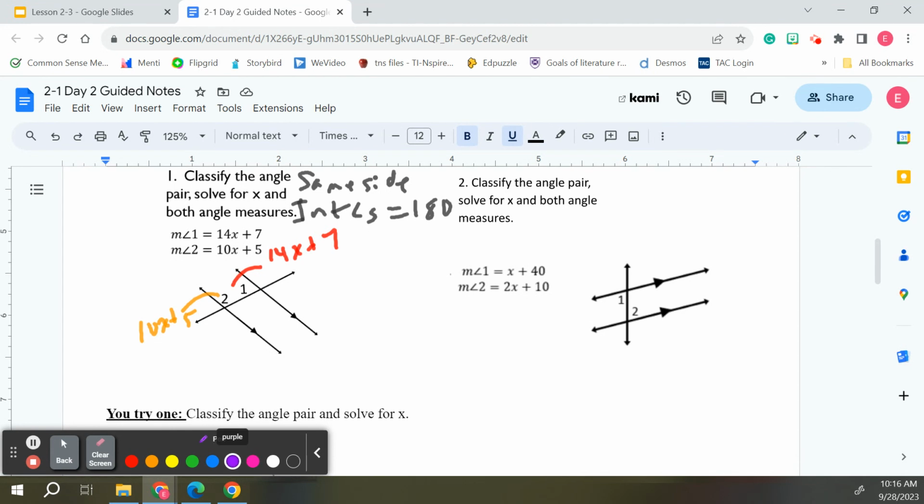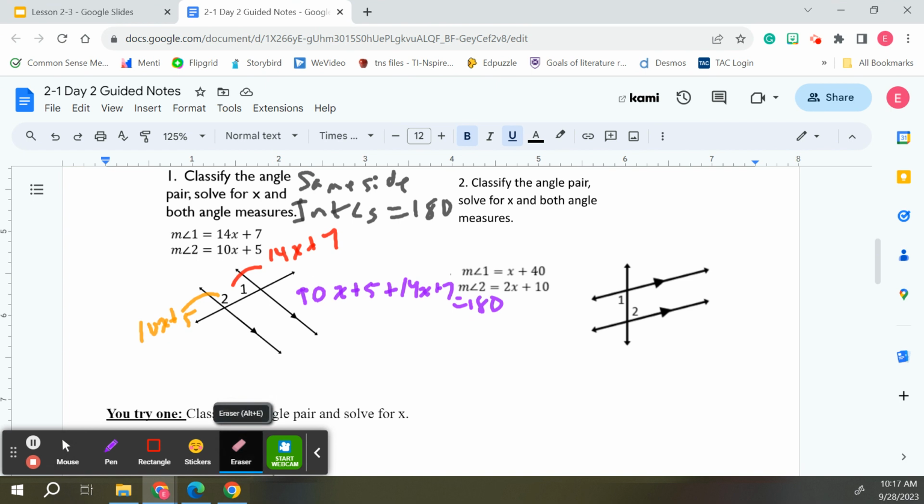So I'm going to write this out. I'm going to have 10x plus 5 equals 14x plus 7, and I'm going to solve from here. Oh, wait, hold on. Made a mistake. No one caught me on it? I just said it was equal to 180. Sorry, it's going to be 10x plus 5 plus 14x plus 7 equals 180. No one caught me on it. I'm shocked. I said it was equal to 180, and I set them equal to each other.